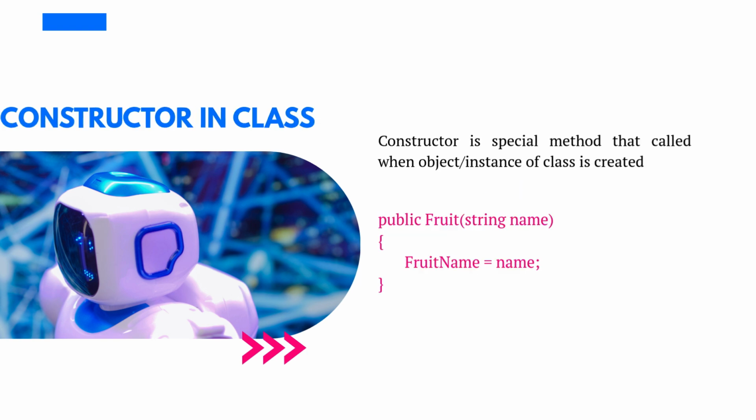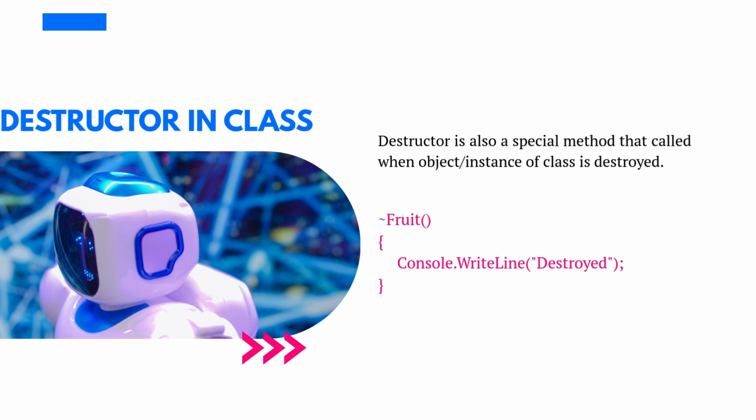A constructor is a special method that runs automatically when an object is created. It has the same name as the class and is used to initialize fields and properties. Constructors ensure that an object starts in a valid and usable state. A destructor is also a special method that is called when an object, an instance of a class, is destroyed.